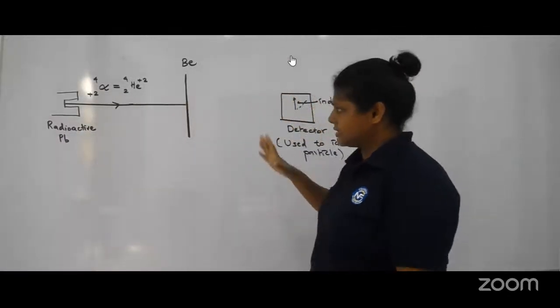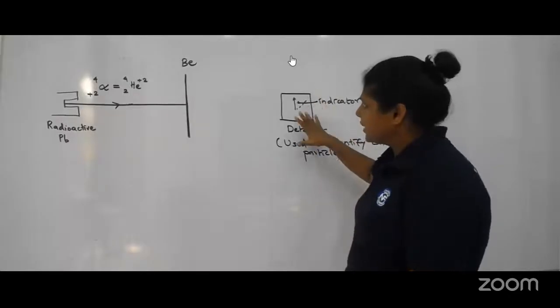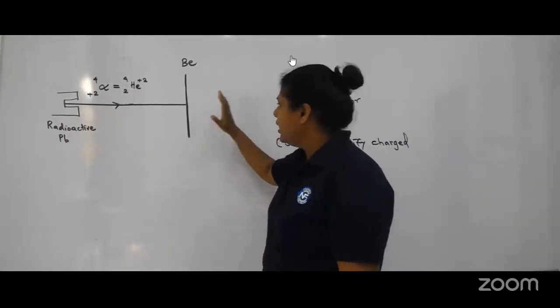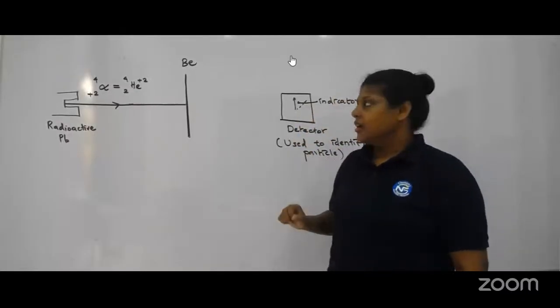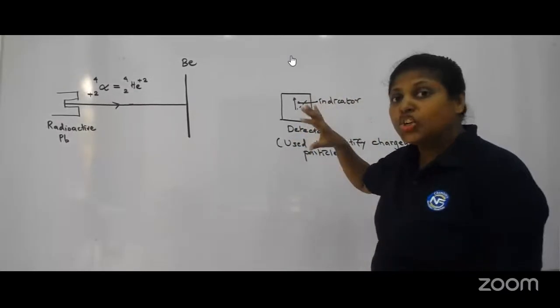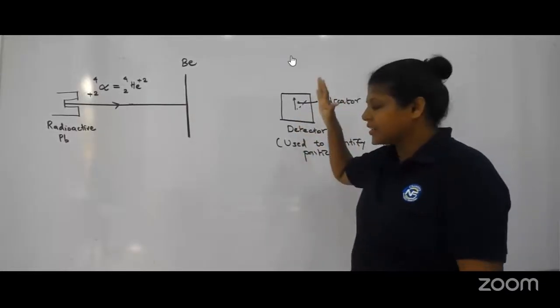In the first stage, after keeping the detector behind the beryllium sheet, there was no observation given by the detector. Right? There was no observation given by the detector.